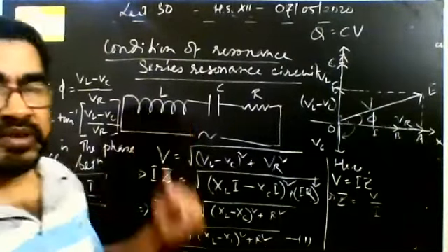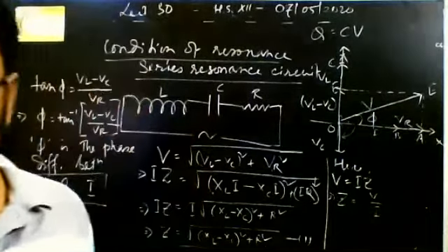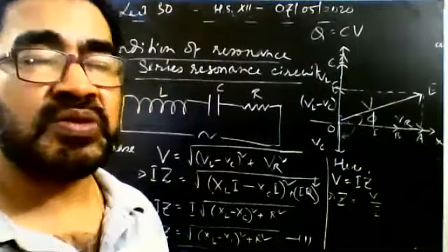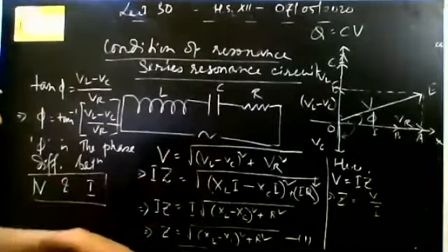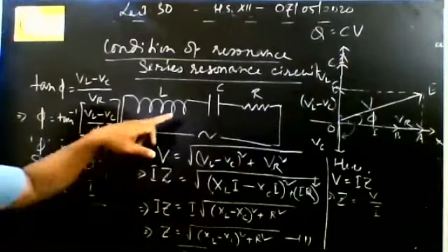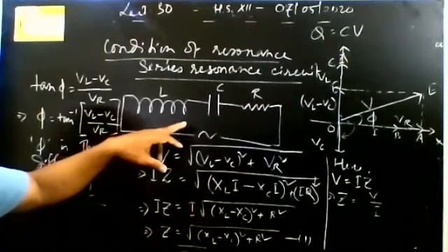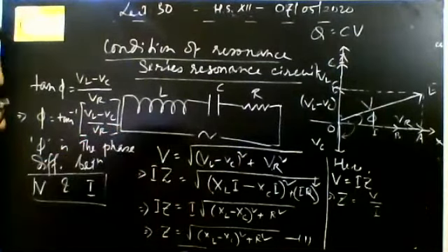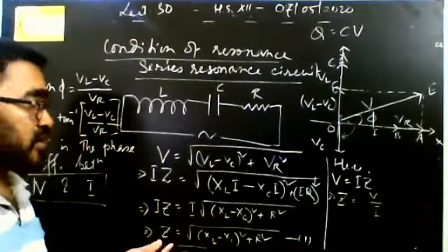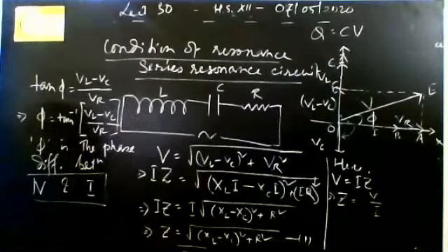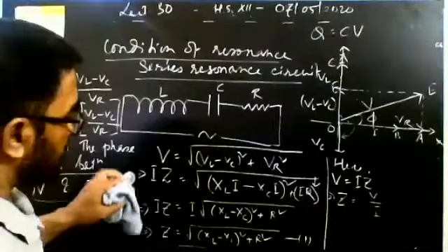Z should be minimum. The more the impedance decreases, the more current the circuit will have. Okay. To get the maximum current, the highest current in the circuit, the impedance should be minimum, right? The condition is that. So let me rub this.